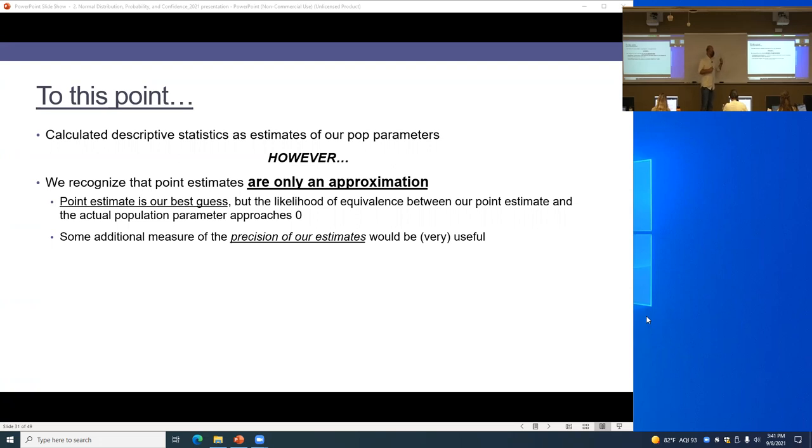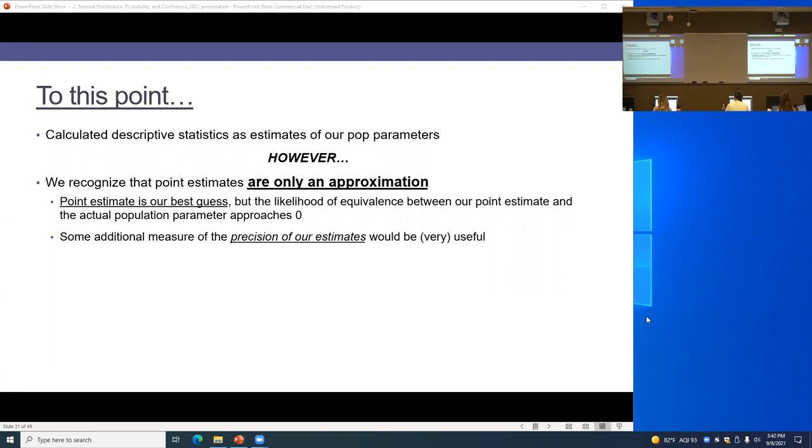but the likelihood that our point estimator is exactly identical to our population value is functionally zero. We're always going to have sampling error in there, right? And that doesn't mean we've had a bad sample or the sample is not representative. It just means that we're fallible beings trying to do the best with the information we have at our disposal, okay? So it would be nice if we had some measure of precision, okay?